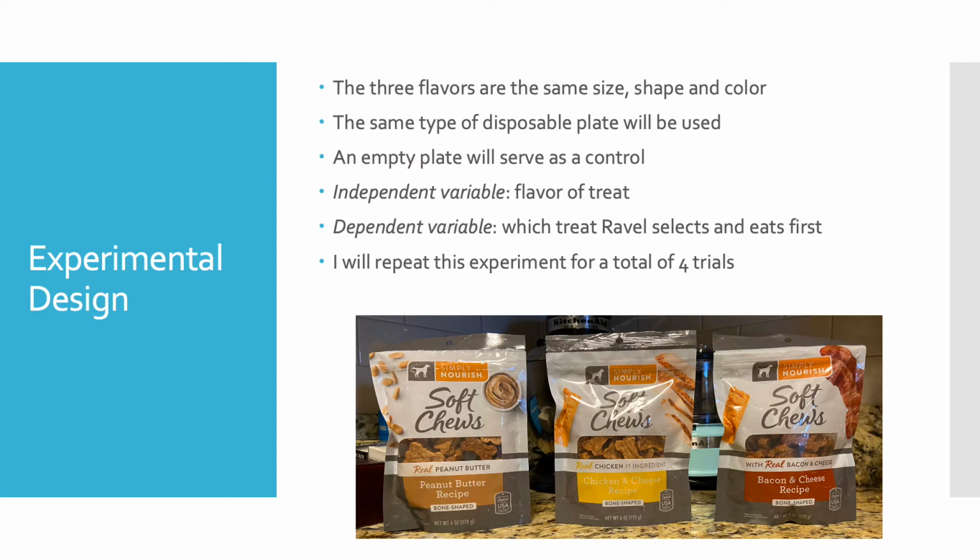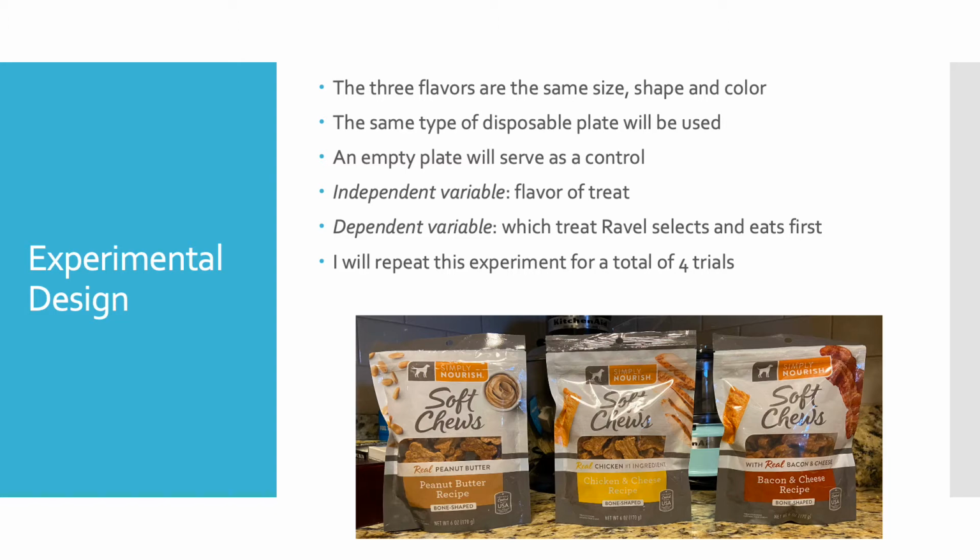Now, I'm not going to put the treats right on the floor. I'm going to put them on a little disposable plate. So I'm going to use the same type of plate. It's going to be a clear plastic plate. Now to have a control, I'm just going to have an empty plate, and I'm going to mark the word control on a little place card behind it. To identify each plate, I'm going to put the treat bag behind each of them. I'm pretty sure he doesn't read or care about pictures. He just cares about smell and what it tastes like.